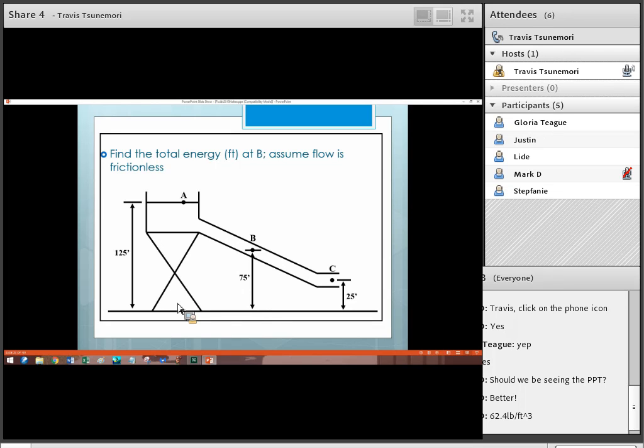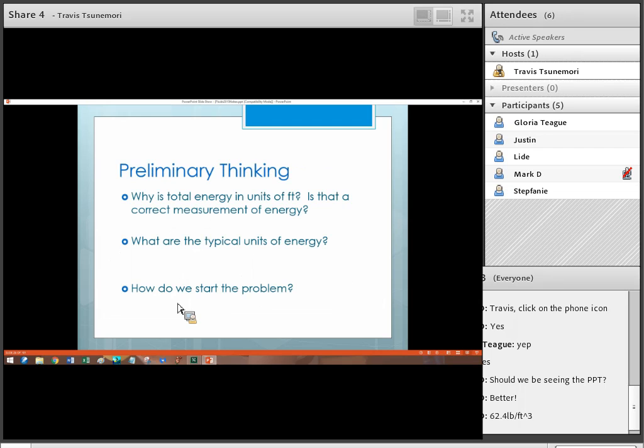But let's talk about a few things first. This problem is asking us for the total energy in feet. And we know that energy is not really in units of feet. So why am I asking for it in feet? So the typical units of energy are going to be work, or Newton meters, right? Force times distance.